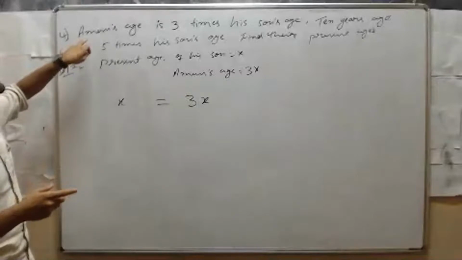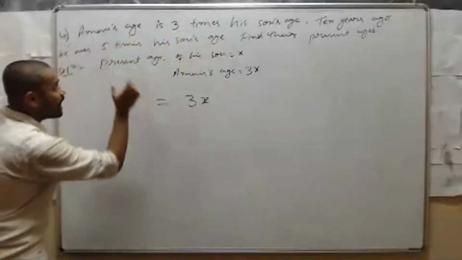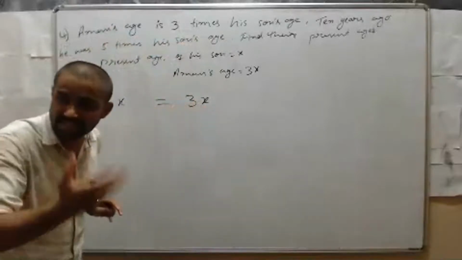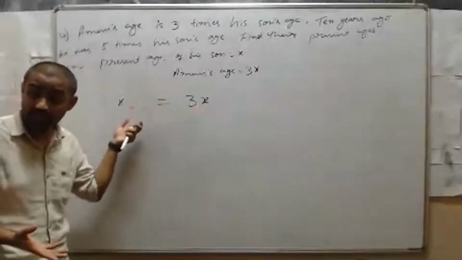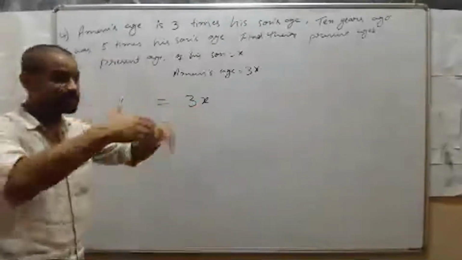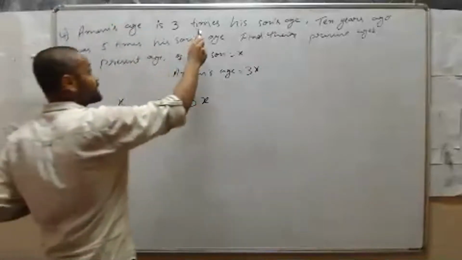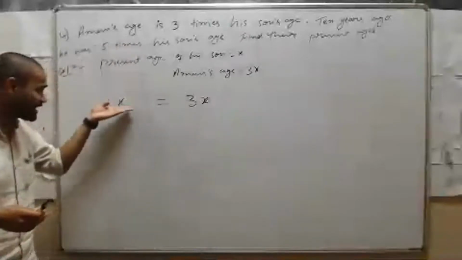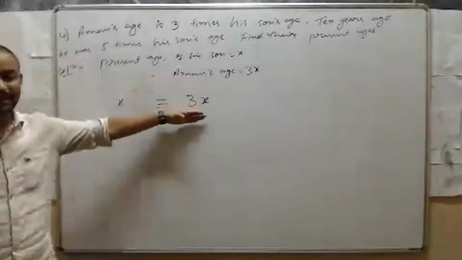See, one more time I will read. Aman's age is 3 times of his son's age. 3 times means more. If the son is 1, you get 3; if 10, you get 30. That means 3 times. The son's age we don't know, that's why I have taken x here. Okay, and Aman's age will be 3x.